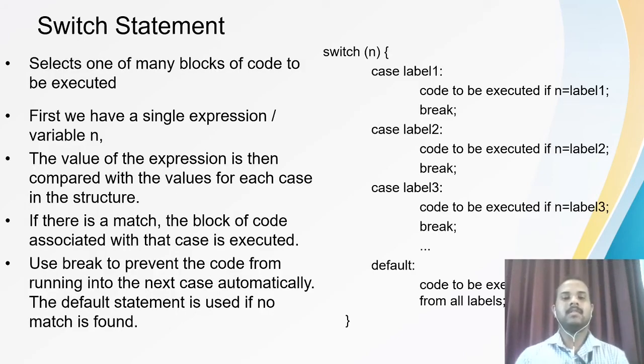Switch statement. Switch statement selects one of many blocks of code to be executed. So here if you see the syntax, I have the n here. So n can be a variable or it can be an expression. If it is an expression, then the expression will be solved first and the value is used to compare it with the labels.